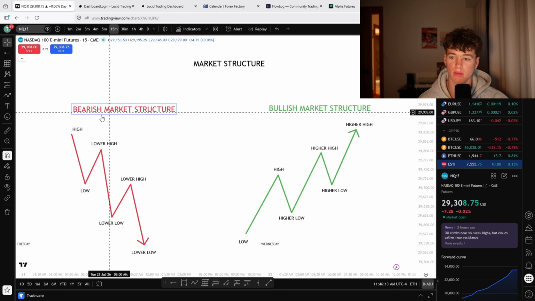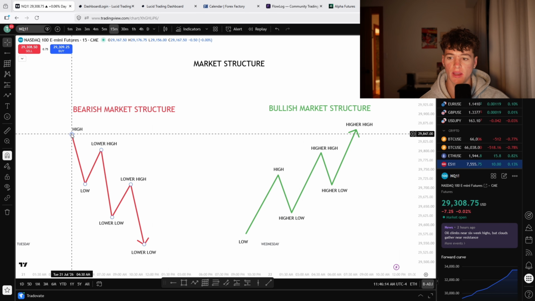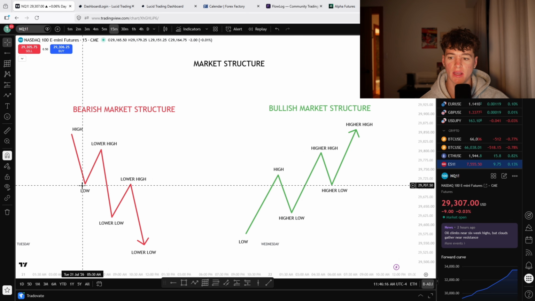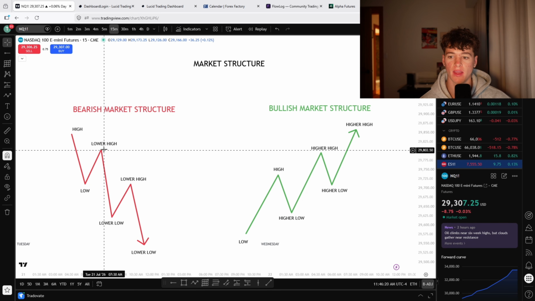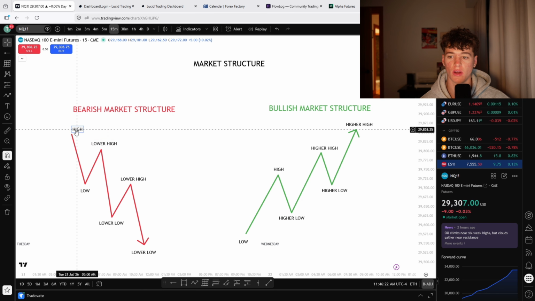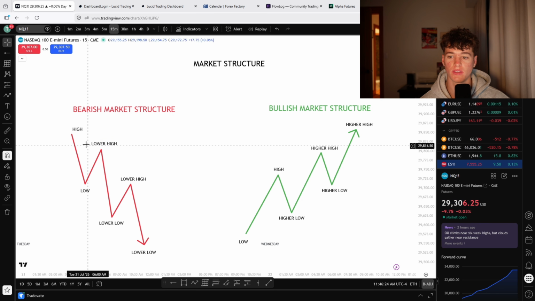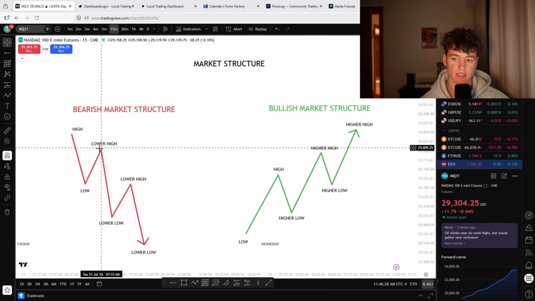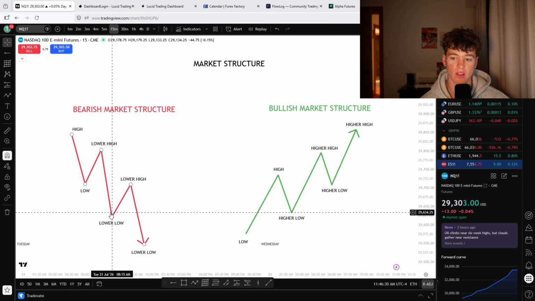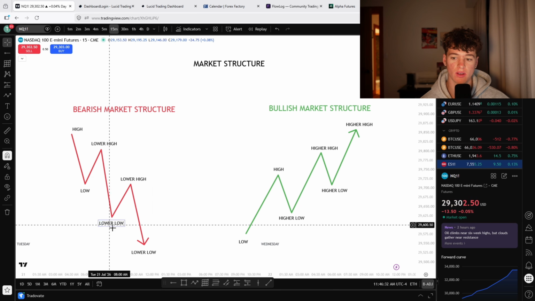This is a bearish market structure. You can see we have this high right here, and then we make a low, and then we have a lower high. So what is a lower high? This high is lower than this high. We have two highs here, and this is the lower high of the two highs. Then a lower low. We have a low and a low, and this is a lower low. So we made a lower low.